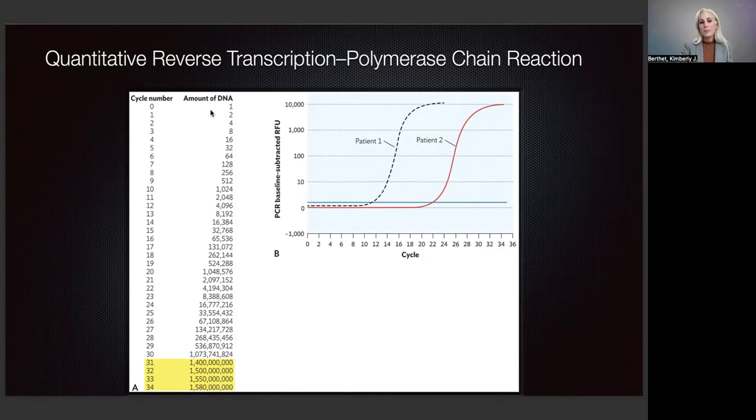Here we can see cycle number and amount of DNA. We start out with 1 double-stranded DNA. After 1 cycle, we go to 2. After 2 cycles, we go to 4. After 3 cycles, we go to 8, then 16, 32, and so on. And here you can see we go from single digits to hundreds, to thousands, to tens of thousands, to 100,000, to millions, and all the way down to trillions of copies of DNA. So at 34 cycles, we've really made quite a lot of DNA, from 1 strand to trillions of strands. Remember, this is also the same technology for crime scene investigation.